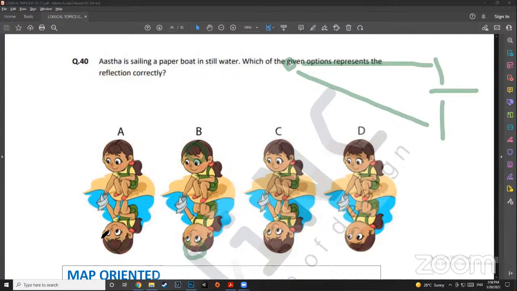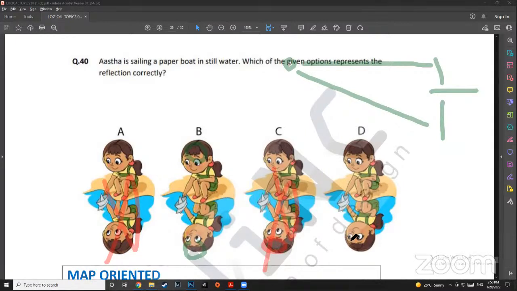I'll just change my color. It should not look equal, like in option A, right? So it should not look equal when it is a mirror reflection that you're seeing from eye level. So it will not be A. Similarly, it will not be C because of the size of the hair. You can definitely find many more differences.